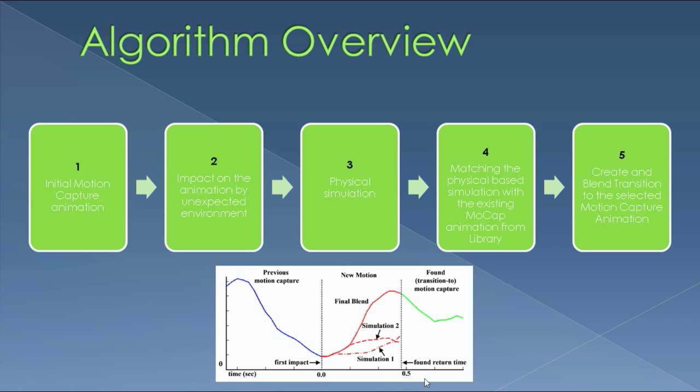Once you have that, in order to ensure that it blends smoothly, you blend from that second simulation into the selected motion. That gives you a nice smooth transition, and then you are in a new motion capture motion that you play like normal.